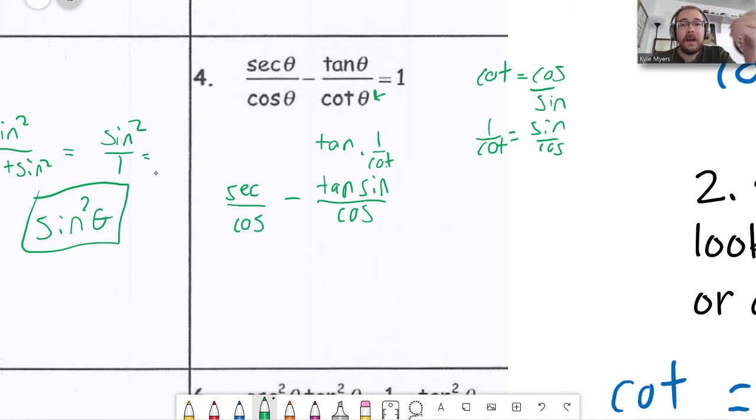Okay. Now we can put them together. And that's really helpful because I want the answer to be 1, and the answer can't be 1 if I have two things. So I want to put some things together here. So I have secant minus tangent sine over cosine. And somehow all of that's supposed to cancel.